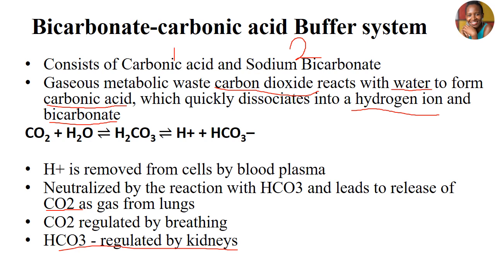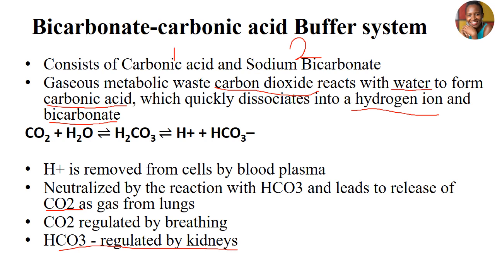So what it does when it exists in aqueous solution, and specifically water, it will form for us carbonic acid. What this carbonic acid will do is dissociate into hydrogen ions and bicarbonate. So this is our reaction here. We have carbon dioxide reacting with water to give us the carbonic acid, but the carbonic acid is a bit unstable and it will dissociate into hydrogen ions and the bicarbonates. So here we have an acid, we have a carbonate.